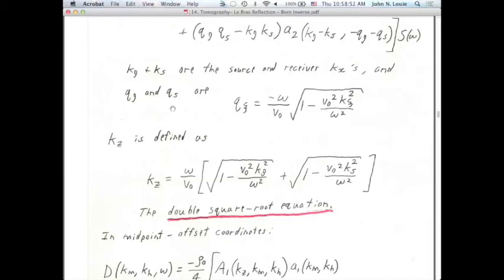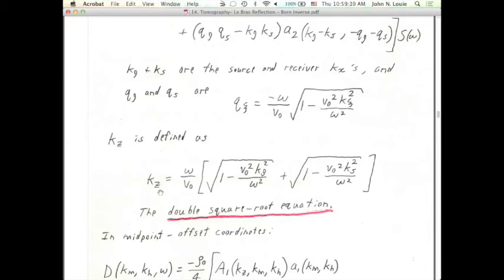Okay, they're basically the different omega stretches. Okay, this looks a bit like Stolt derivation, right? Q sub zeta is equal to minus omega over v naught, and as you can see, I'm coming right out of the dispersion relation, 1 minus v naught squared k sub zeta squared over omega squared.